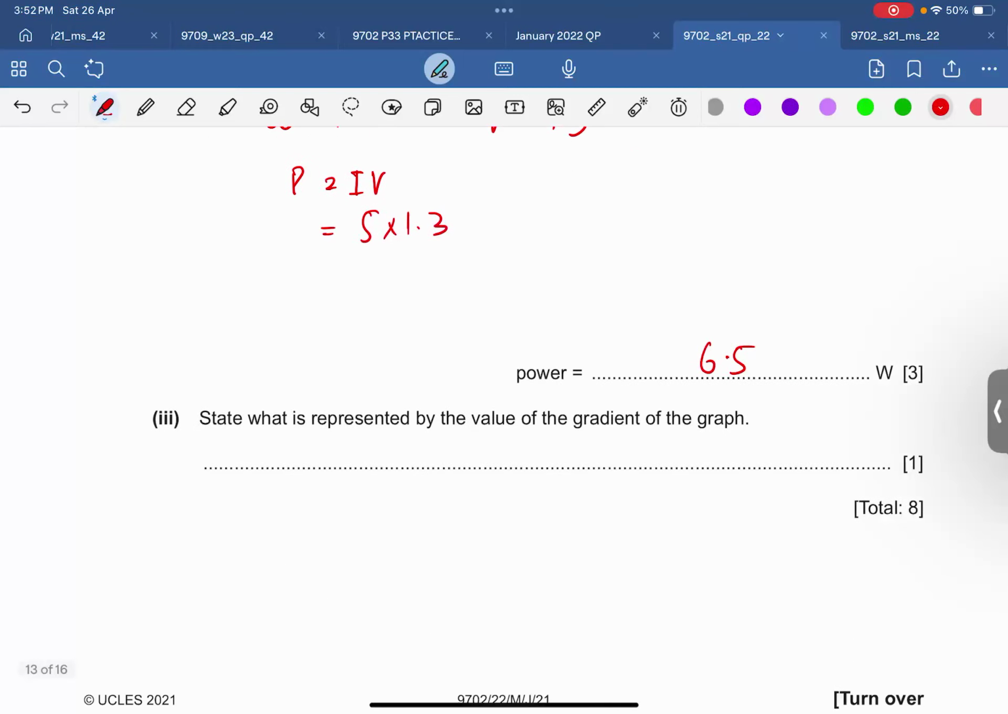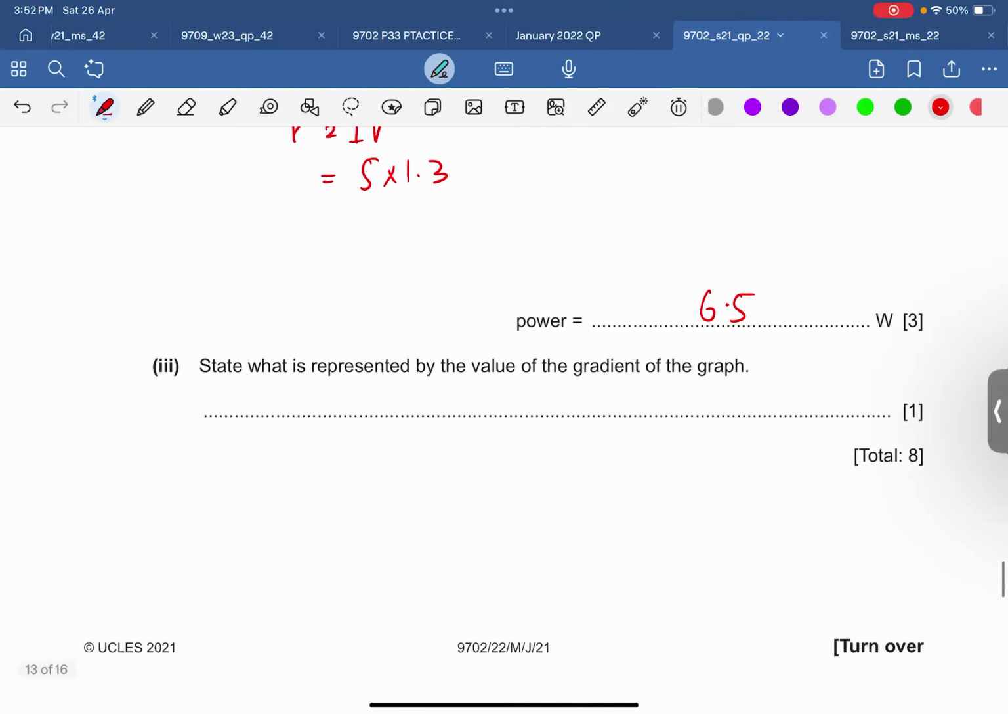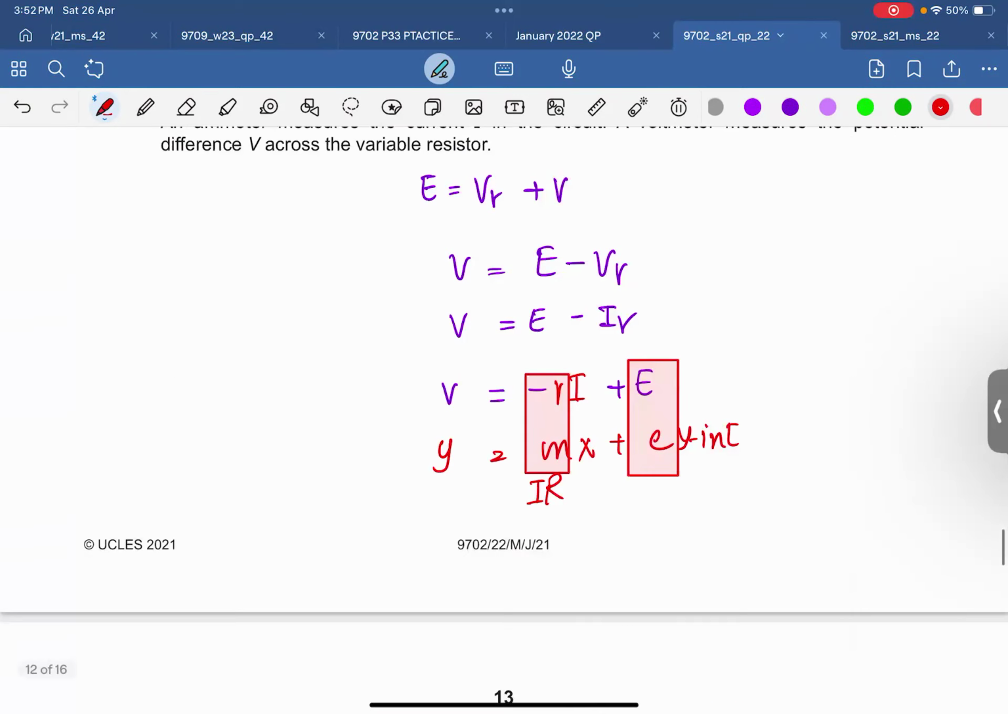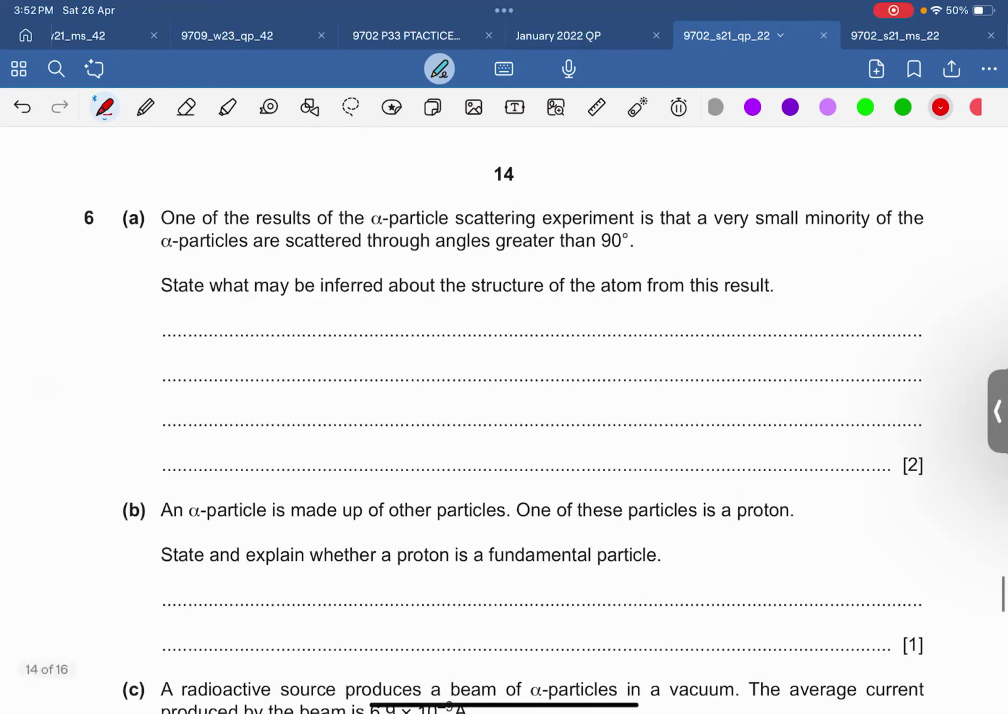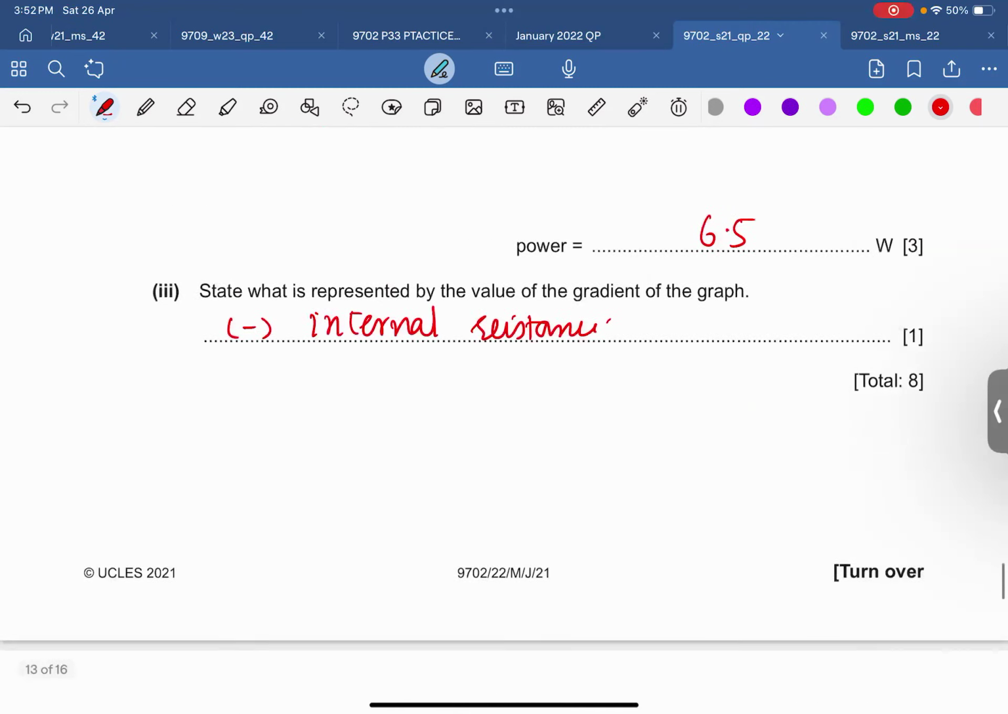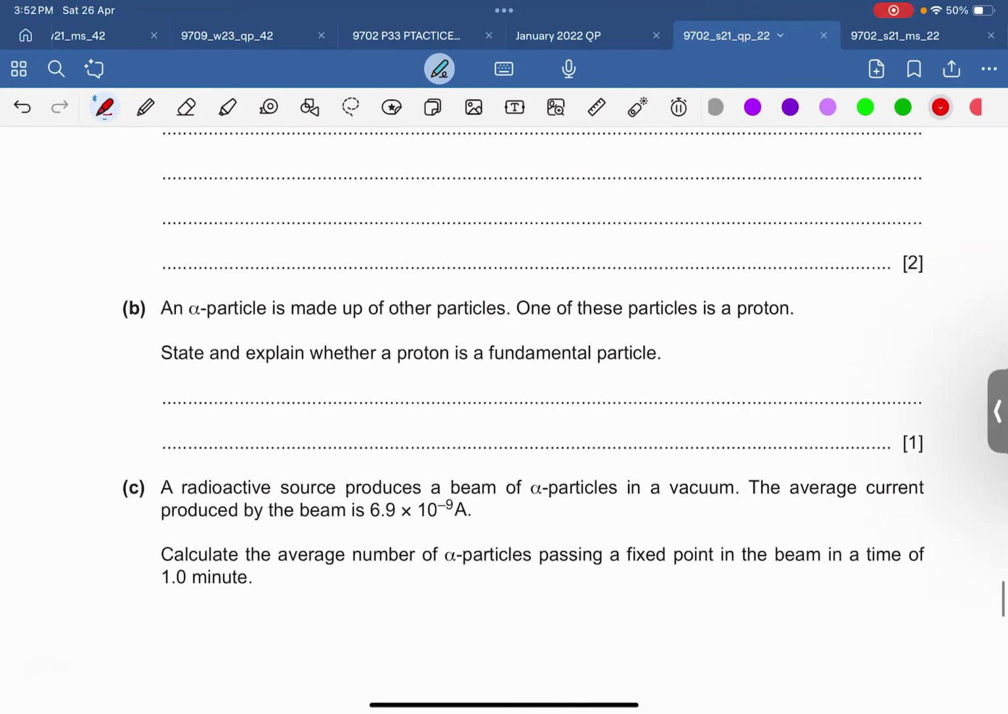State what is represented by the value of gradient of the graph. Internal resistance, na? Very good. By the way, we have a negative sign, so negative of internal resistance would be, I think, the better one. Okay, but it's up to you. So negative हम ब्रैकेट में लिख देते हैं and internal resistance. Okay, चलिए आगे आ जाइए. डन, खत्म. अबे लो, बेकार क्वेश्चन था यार ये तो.